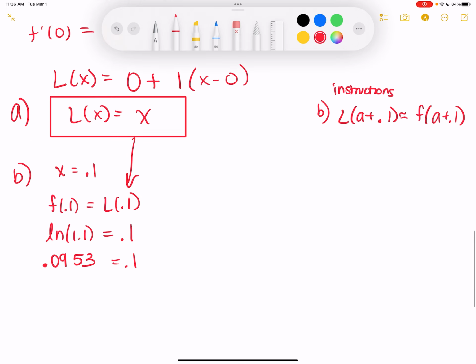All right, so then now we do L of 0.1 minus f of 0.1. So that's going to be 0.1 minus 0.0953. And that's equal to what? In scientific notation, I should say. 4.7 times 10 to the negative 3.